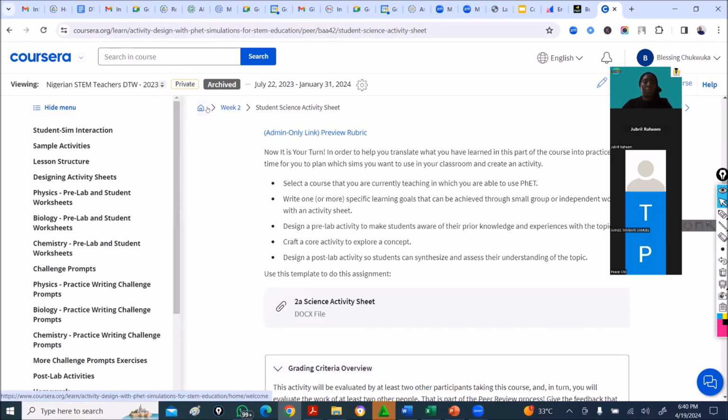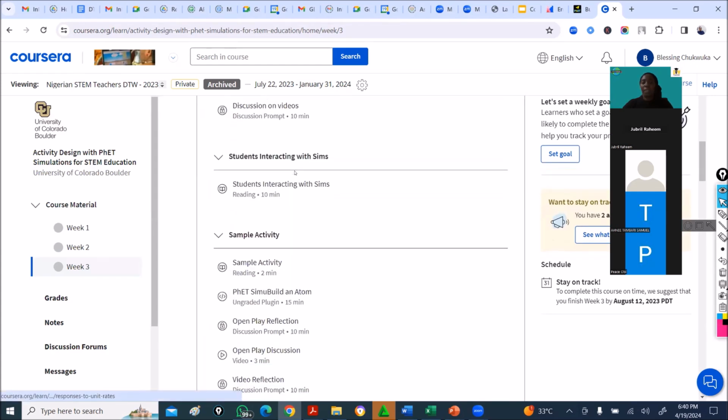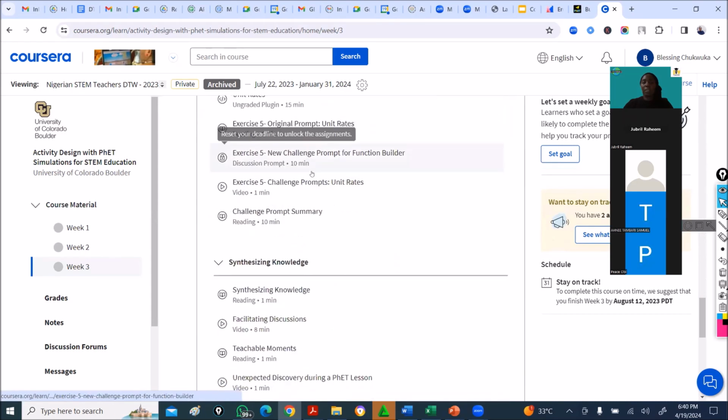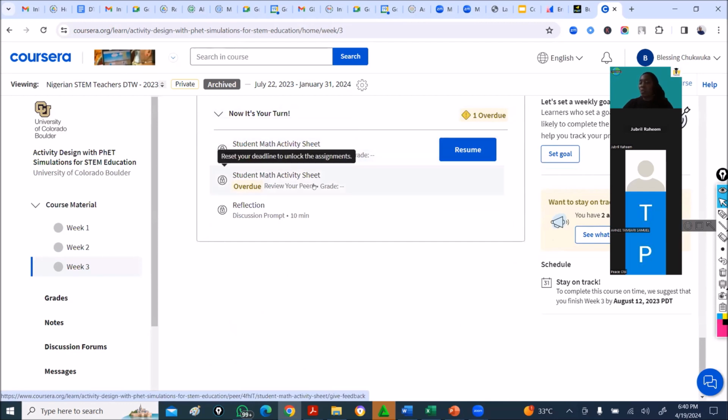Let me quickly go to week 3 for our maths design. All right, look, everything here is for the maths people. So you go through all this, okay? And this is where you submit your activity sheet design, and this is where you review your pairs. All right. Does anyone have any question before we round up?